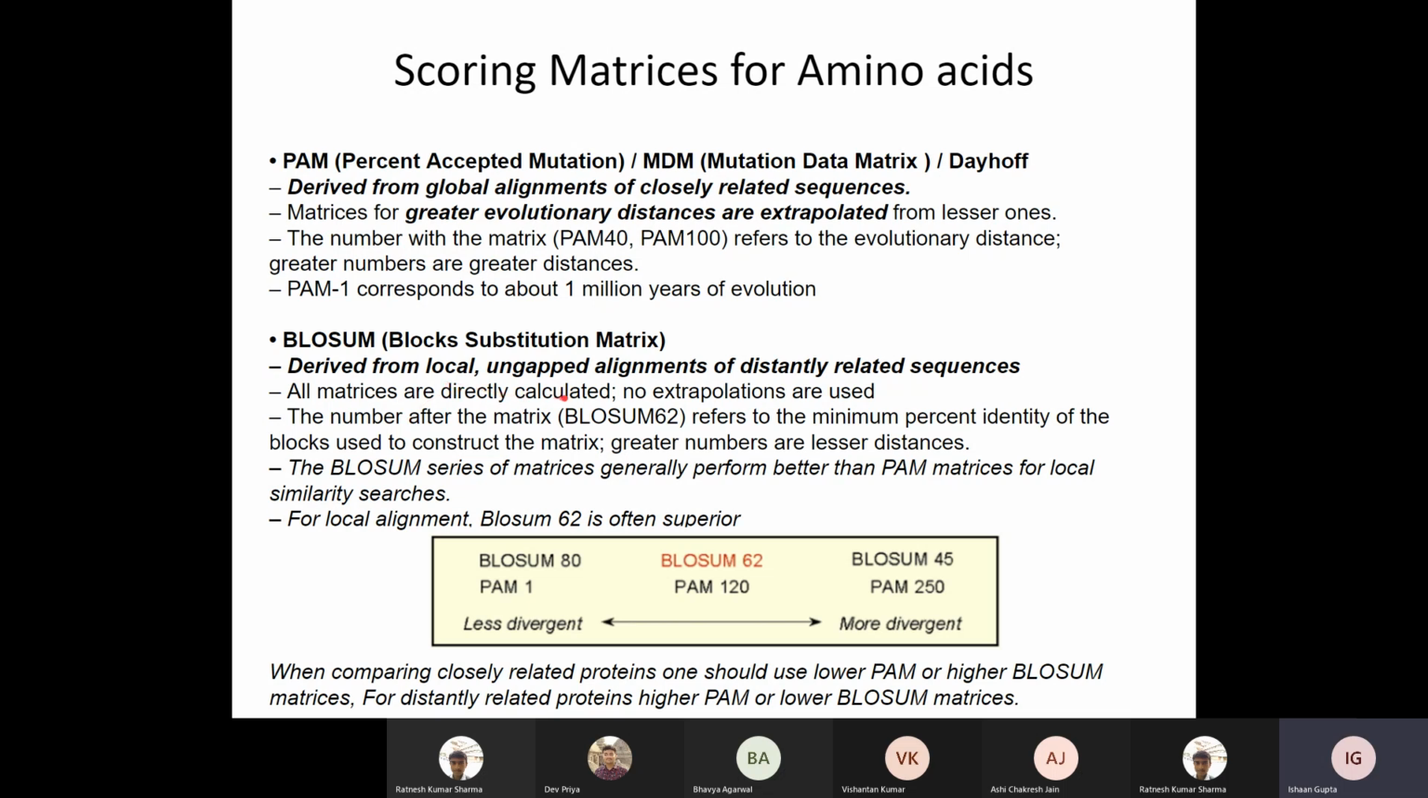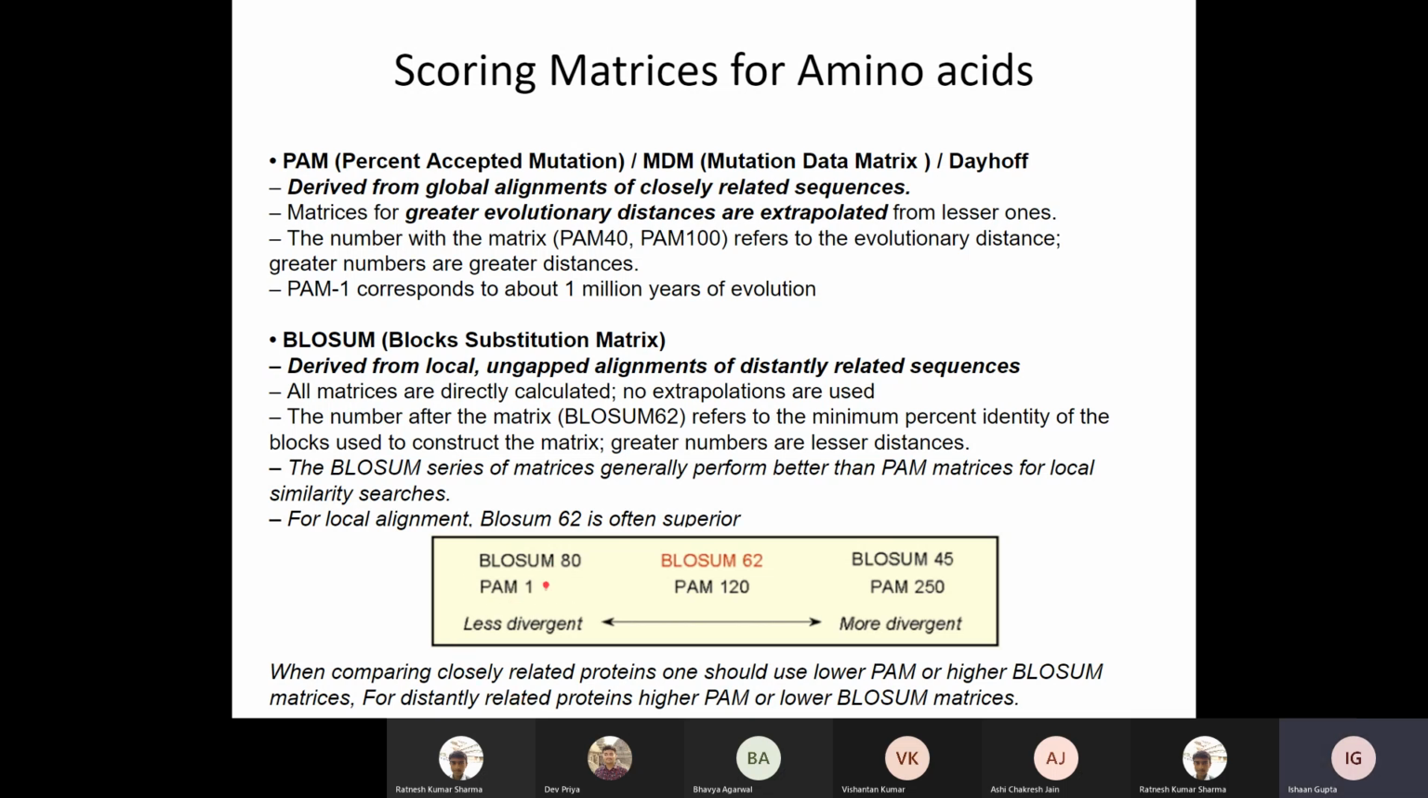BLOSUM is derived from local ungapped alignments of distantly related sequences. You can choose the sequences that you work with. All the matrices that you have are directly calculated. There are no extrapolations here. And the number after the matrix represents the minimum percentage identity of the blocks used to construct the matrix. So a greater number means there are lesser distances, that means there is more identity. So the BLOSUM series of matrices, being the newer ones, typically perform better because they are not extrapolated like in the case of PAM.